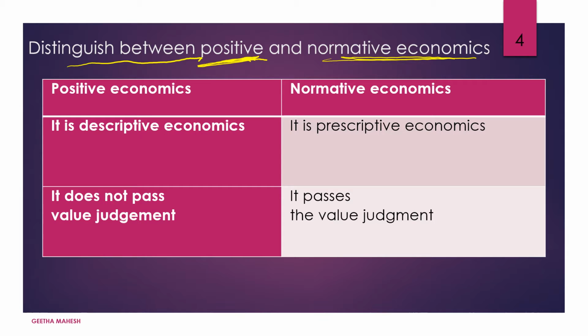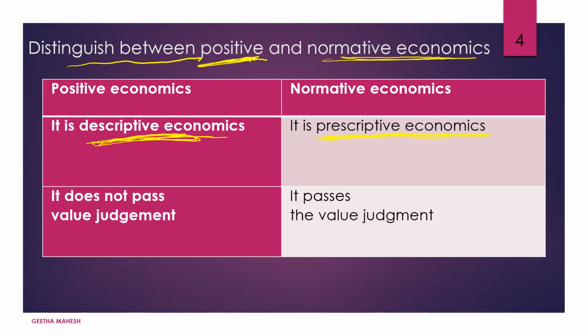So, because of this reason, we say that positive economics is just a descriptive economics. So, it brings a relationship between the causes and consequences. But normative economics not only describes. Along with a description, it will give a prescription. So, we say normative economics is a prescriptive economics, but positive economics is a descriptive economics.